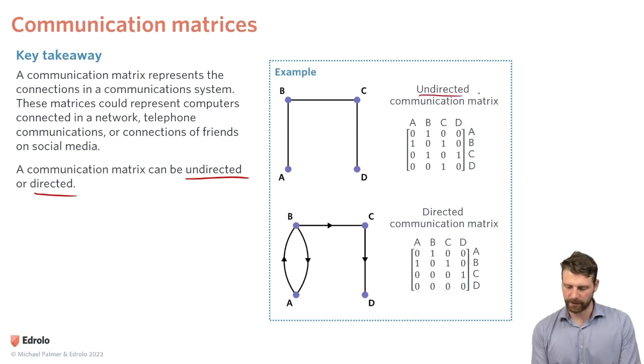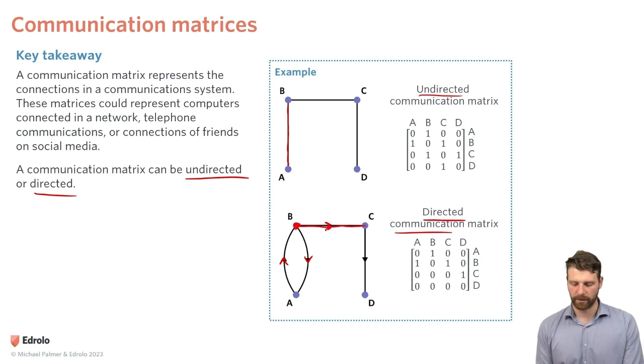This first one is an undirected communication matrix because the edges don't point in any direction. In contrast, the directed communication matrix does have arrows pointing along the edges. So for example, this one here shows that B can communicate with C directly, but not the other way around. So C doesn't talk to B.